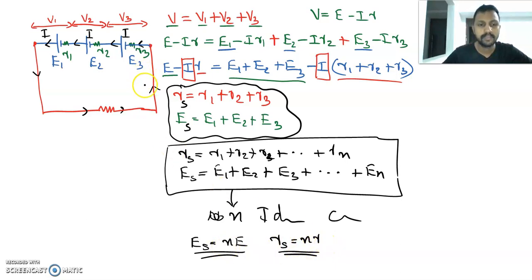Therefore, this is regarding series combination of cells. Now, let's look at the next combination, that is parallel combination. If we want to look at the parallel combination, we will have to draw the diagram.